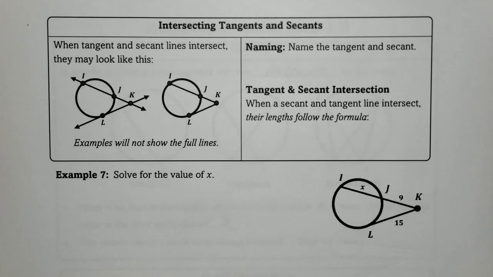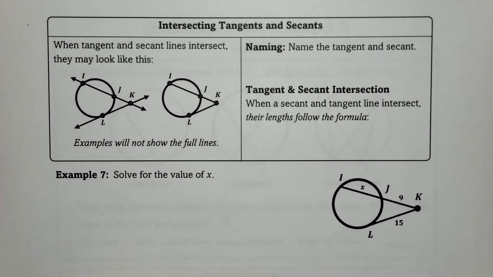Okay, this video is going to be part 3 of 3, dealing with special segments in circles. And this one is going to deal with tangents and secants intersecting. We had chords intersecting, secants intersecting, and we've already looked at tangents a while back. Now we're looking at tangents and secants intersecting.